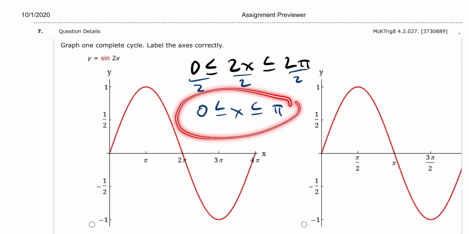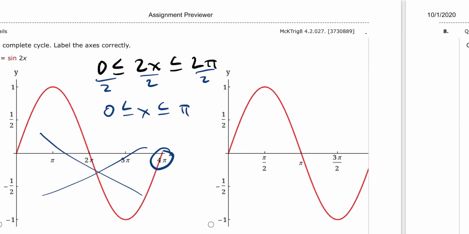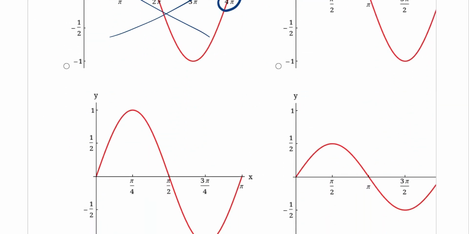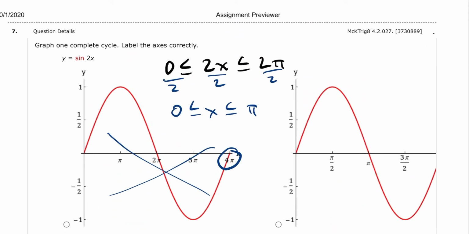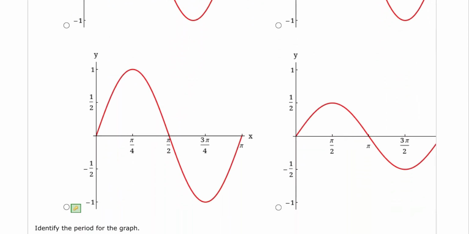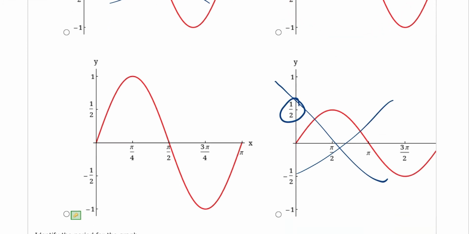All right, so our graph is going to start at 0 and at pi. So this one's out of the question because it ends at 4 pi. This one possibly could be it. This one could possibly be it. And this one can possibly be it. So let's see which one. The amplitude is 1 because the absolute value of A is 1. So it can't be this one. That amplitude is 1/2. So it's got to be between these two choices.